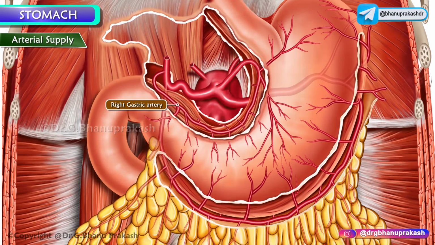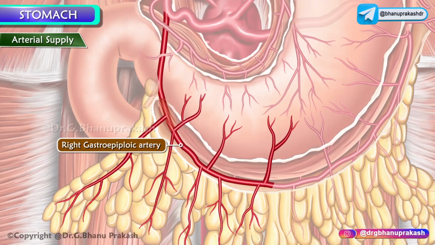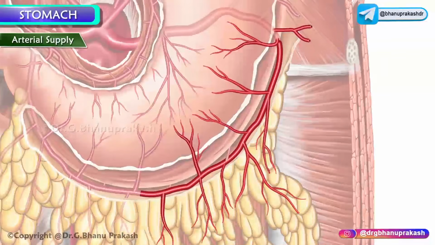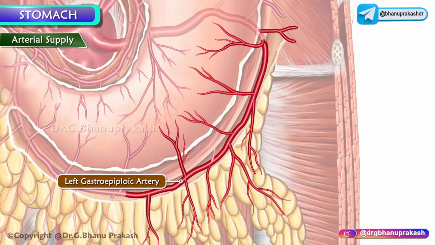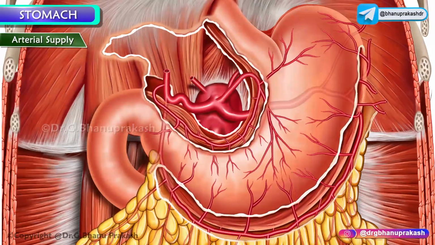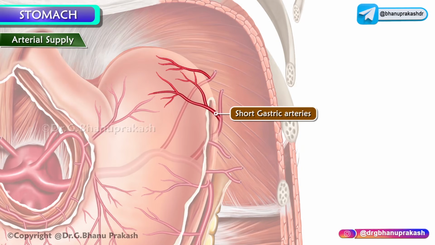And the arterial supply along the greater curvature is by the right gastroepiploic artery, which is a branch of the gastroduodenal artery, and the left gastroepiploic artery, which is a branch of the splenic artery. And the arterial supply of the fundus of the stomach is by approximately 5 to 7 short gastric arteries, all of which are branches from the splenic artery.